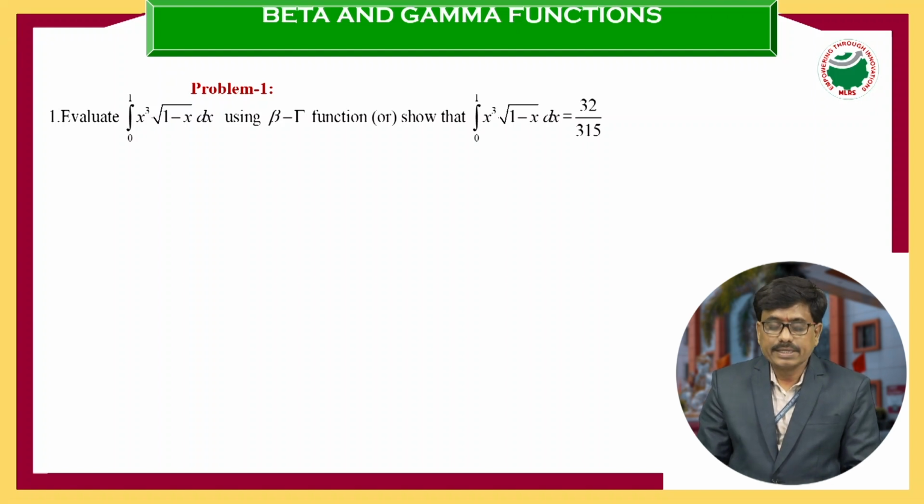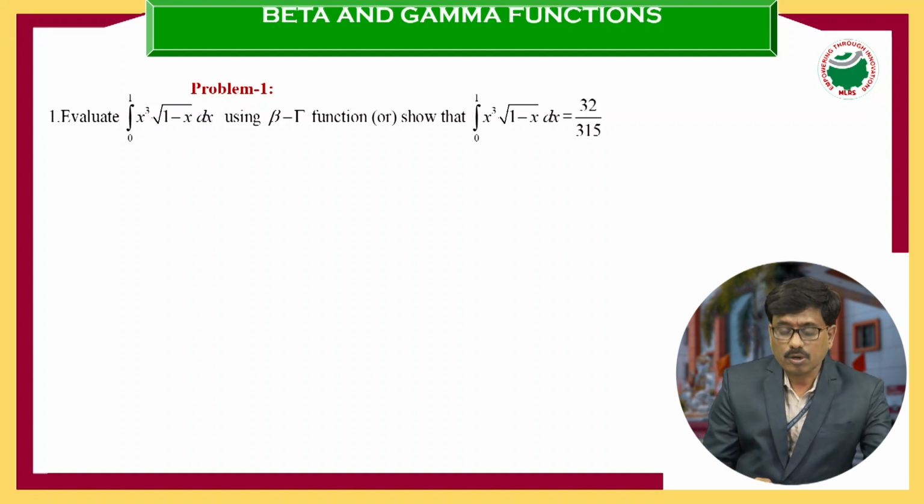Evaluate the integral from 0 to 1 of x cube into square root of 1 minus x using beta and gamma functions. Whatever we take as the first kind of improper integrals, we are converting into beta functions. Further, beta function values are difficult to evaluate when they are not integer values. So we apply the relation between beta and gamma, and we are converting into single variable functions.